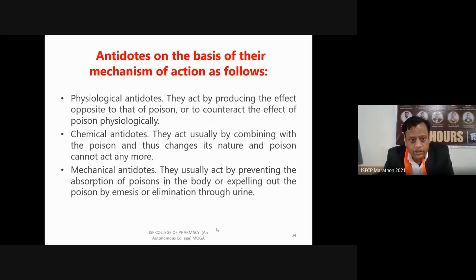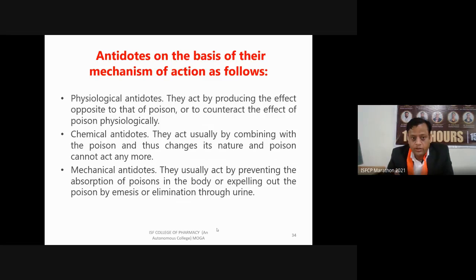Chemical antidotes usually act by combining with the poison. So they form a chemical bond with the poison and thus change its nature, and the poison cannot act anymore. So they change the nature of the poison by forming a chemical bond.